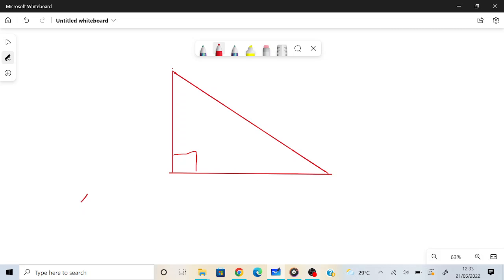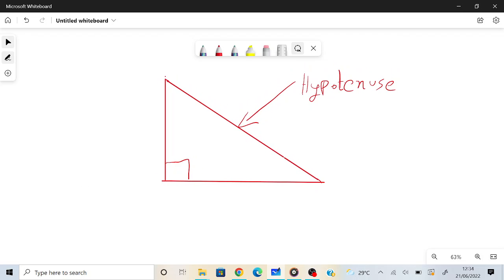So, continuing, the next thing I know is that the longest side in a triangle is the hypotenuse. So this side of length is known as the hypotenuse. H-Y-P-O-T-E-N-U-S-E. That's the hypotenuse. Now, in these kind of questions, 99.9% of the time, you'll be given an angle.